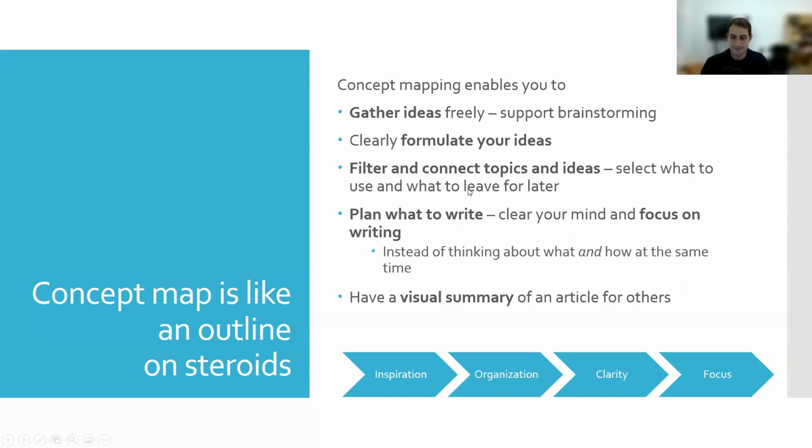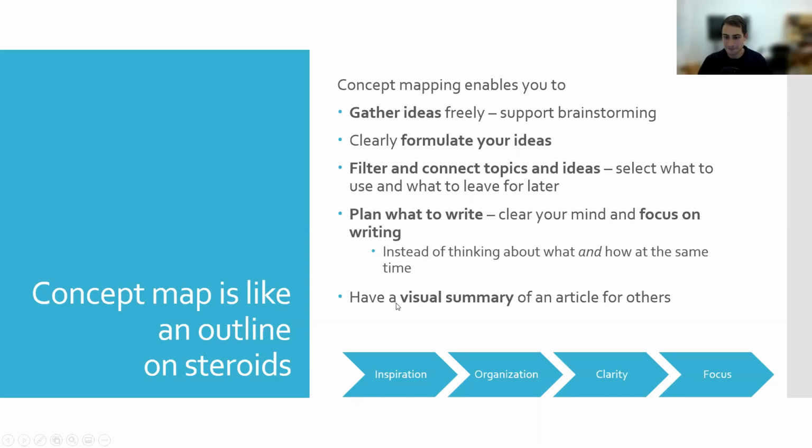So if I exaggerate it a bit, we could say that a concept map is like an outline on steroids, because it enables you to first freely gather the ideas, like in brainstorming, to more clearly formulate the ideas, filter out those that you don't want to use, and think about how to connect those topics and ideas that you want to write about in a particular article or a blog post. And in the end, it gives you quite an exact plan what to write about, so that you can focus on the writing itself.